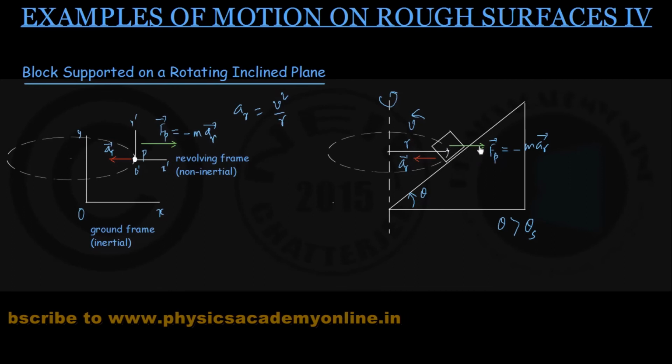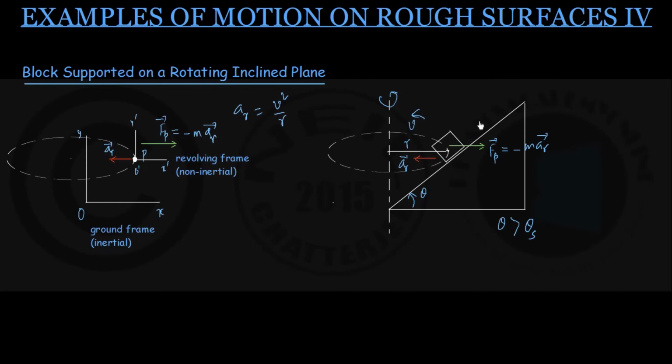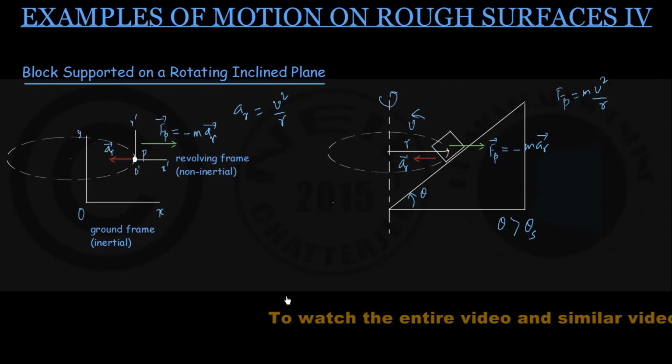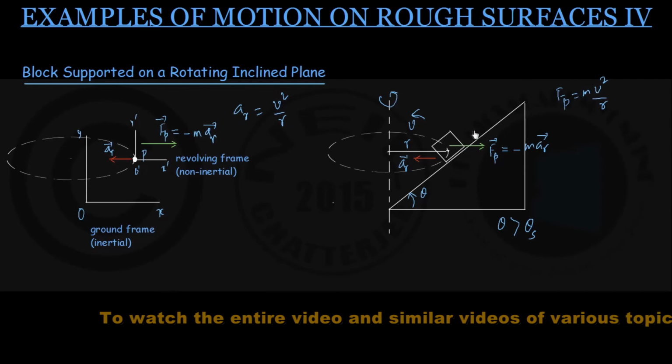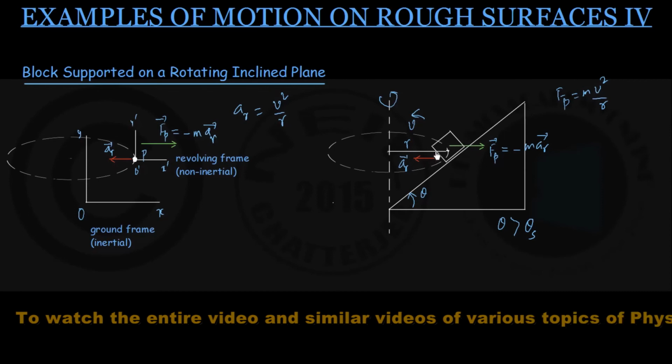So let us now see how this pseudo force can prevent the block from sliding down. Looking at the figure carefully, you can see a component of the pseudo force is acting parallel to the inclined plane, up the incline. Since the pseudo force is given by m a_R, and a_R is v squared by r, the magnitude of the pseudo force is simply m v squared by r. So if the value of v is too small, the component of the pseudo force is also small and the block will come down.